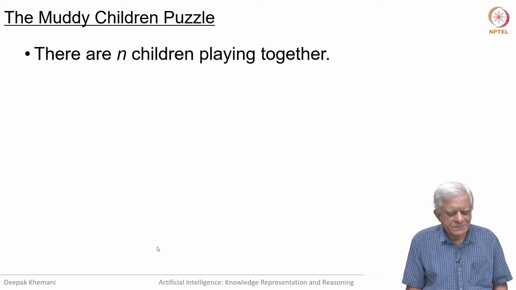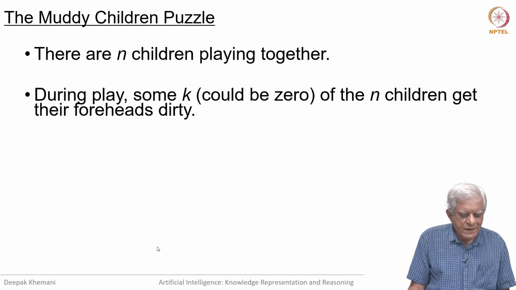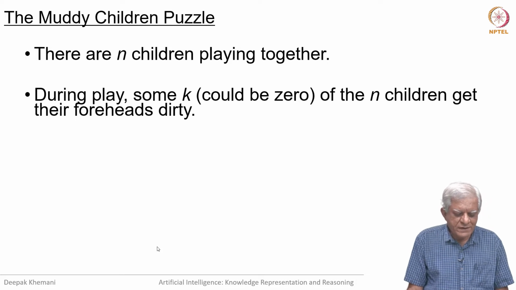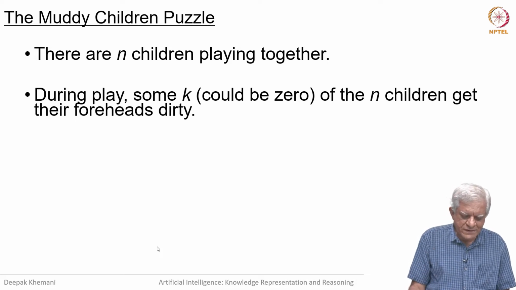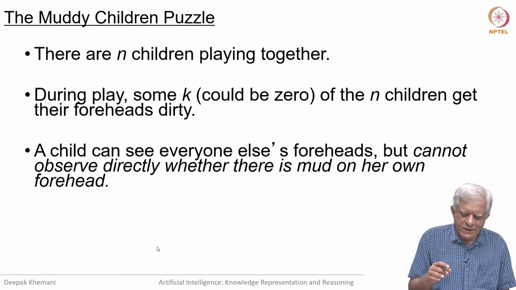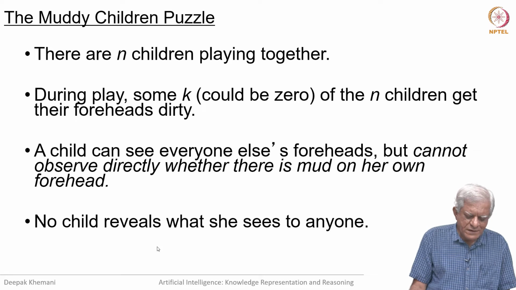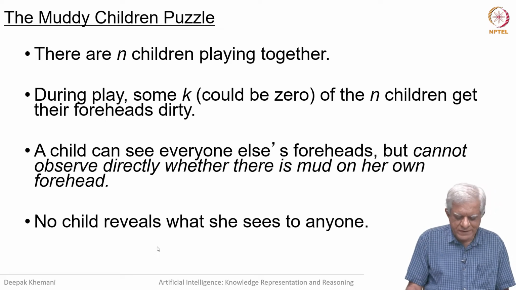And the puzzle is like this, that there are n children who are playing outside, let us say, and some k of them, and this k could be 0 or it could be n, get their foreheads dirty. So, that is why they are called muddy children. A child can see everybody else's forehead, but cannot observe directly whether he or she himself or herself has mud on their forehead. And for some reason, no child reveals what she sees to anyone. So, if I see you and you have mud on your head, I am not going to tell you that you have mud on your head.